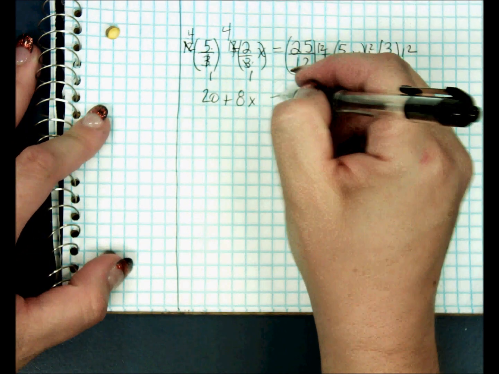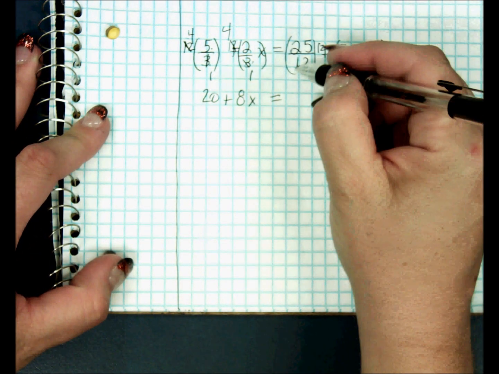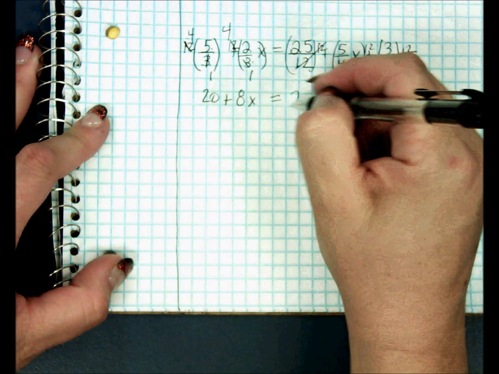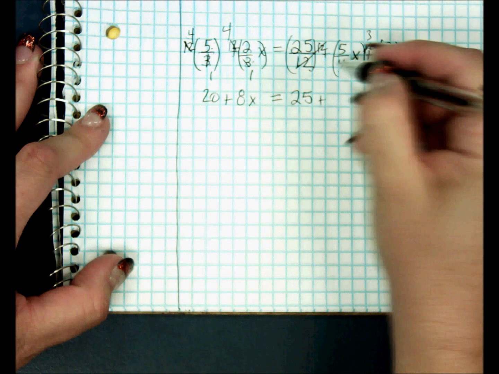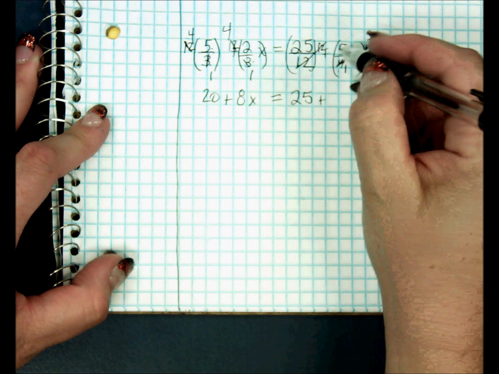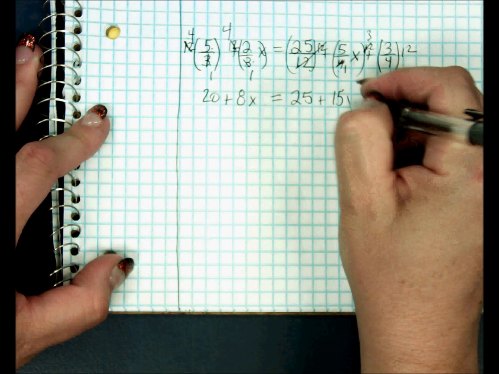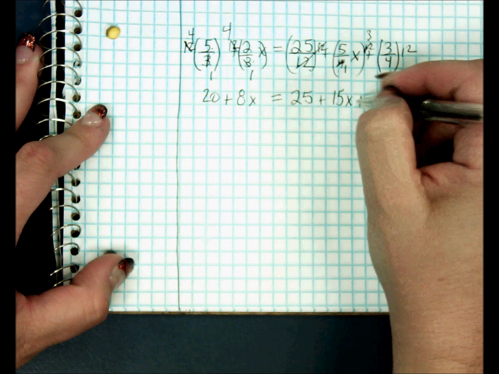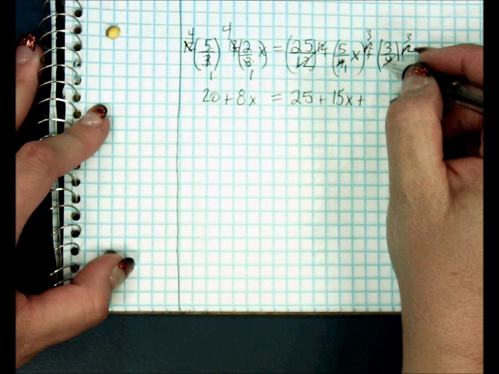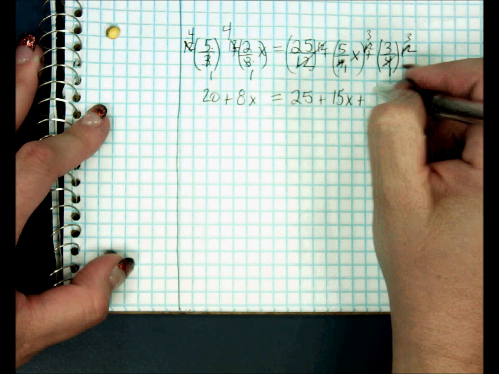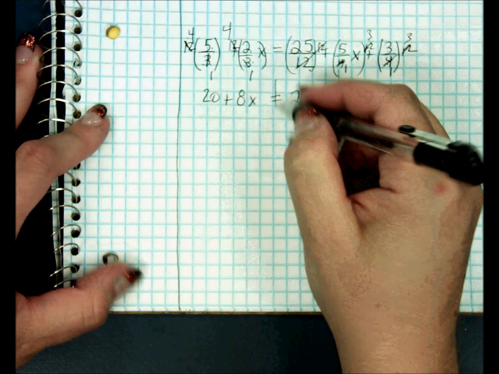Bring down my equal sign. 12 divided by 12 is 1, so I'm left with 25. 12 divided by 4 would be 3, and 4 divided by 4 is 1. 5 times 3 is 15x. Don't forget your x. Plus 12 divided by 4 is 3, and 4 divided by 4 is 1, so I get 9. Let's go ahead and just solve this one.